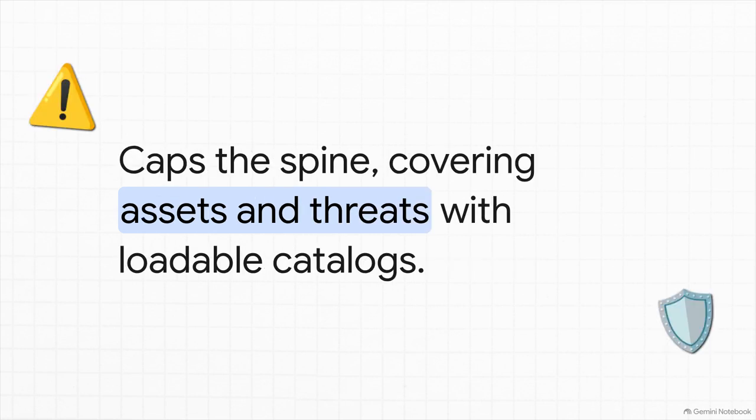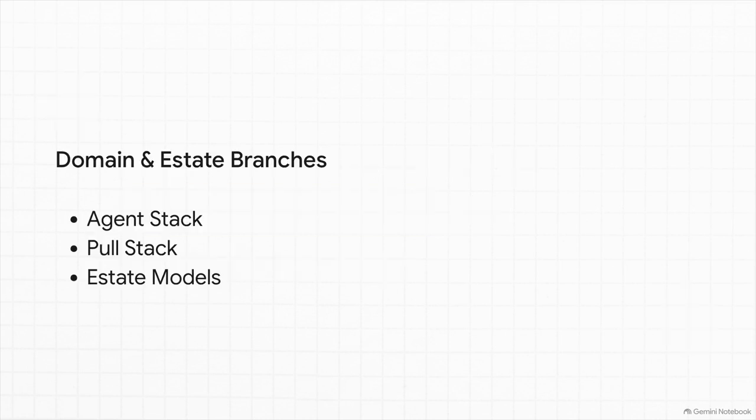Finally, threat caps off the spine. It covers assets, threats, and trust boundaries, loading STRIDE, ATT&CK, ATLAS, and OWASP as catalogs. Because of the strict discipline of the tower, every one of these models remains deliberately small and scoped. Now, what's really fascinating is how domain-specific models branch off the spine horizontally. They aren't forced into the core hierarchy, they just plug in at the exact floor they require.